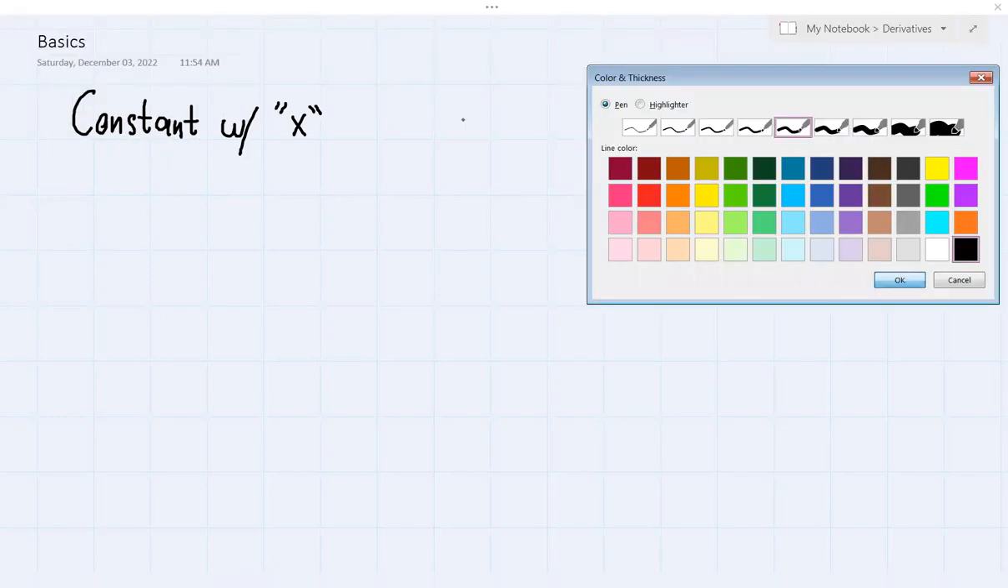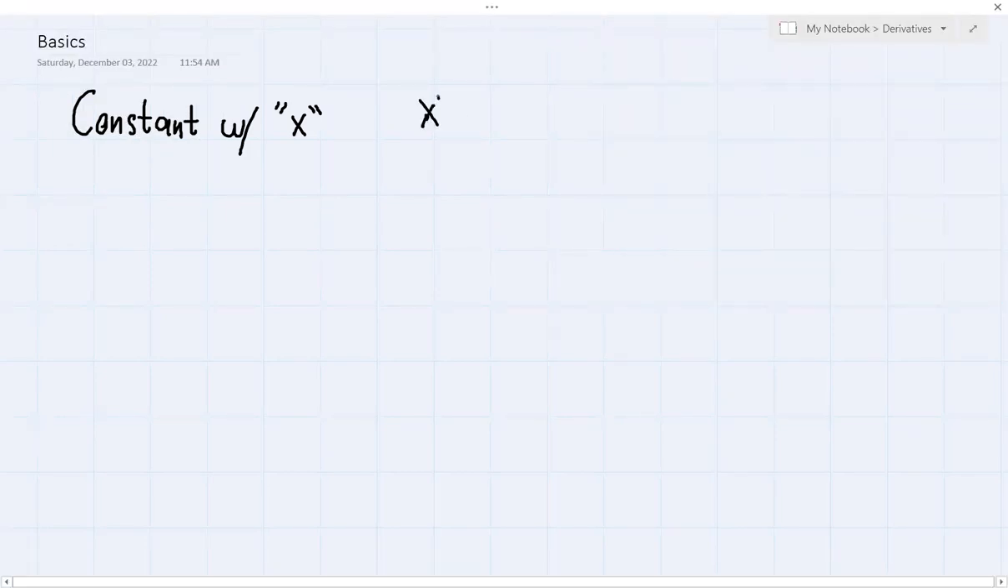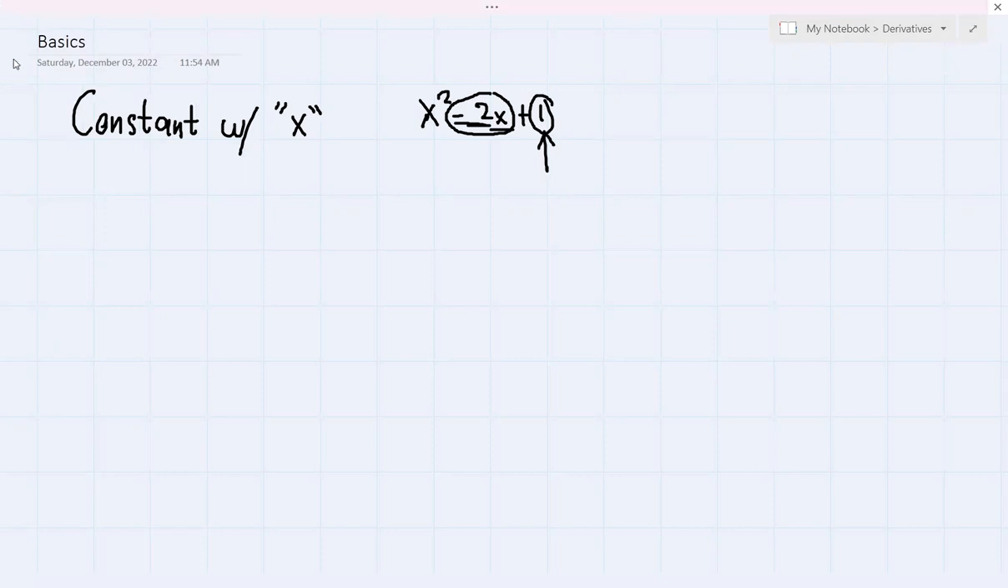Wait lang, ayusin ko yung spacing kasi medyo magkadikit si constant at saka si with. Ayan. So, kanina, di ba, meron tayong x squared minus 2x plus 1. Okay? So, kung si 1, we know how to get the derivative of it, kasi ito ay isang constant term, di ba? Ngayon, meron tayong term dito na constant, tapos meron siyang x. Anong gagawin natin? So, how are we going to get the derivative of this term na may constant, tapos mayroong x? So, yun ang i-discuss natin ngayon.